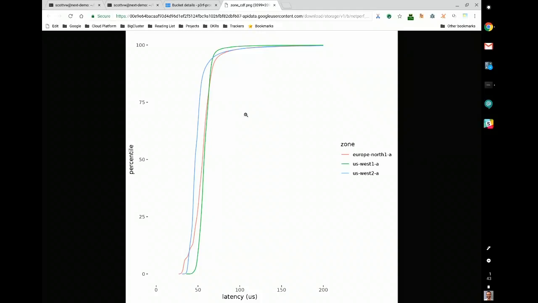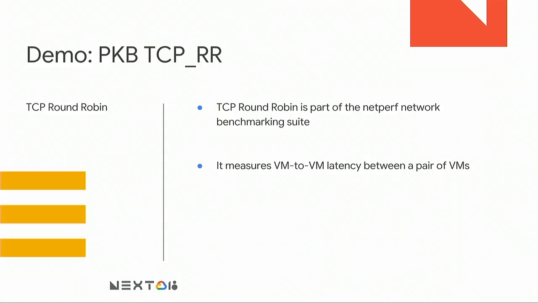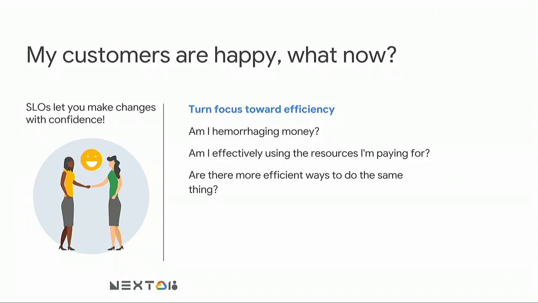So, okay, we can flip back to the slides. Now I've got my SLOs defined. I'm meeting them all. I can catch regressions in new versions of my system before they hit production. What now? What's the next step from here?